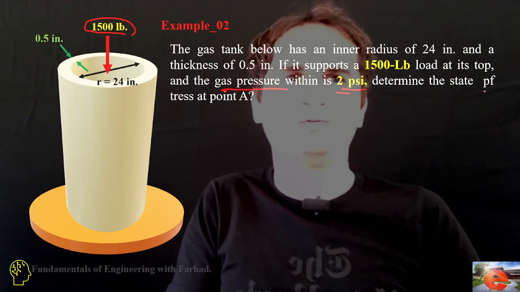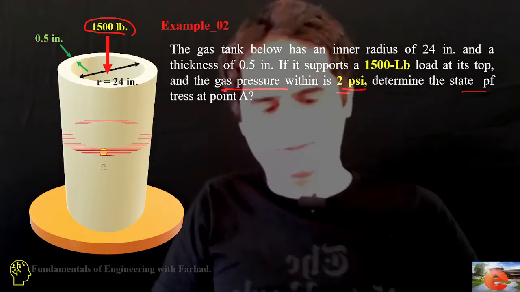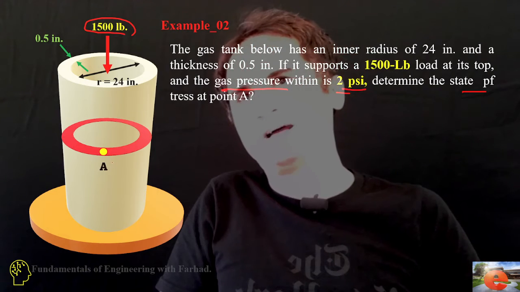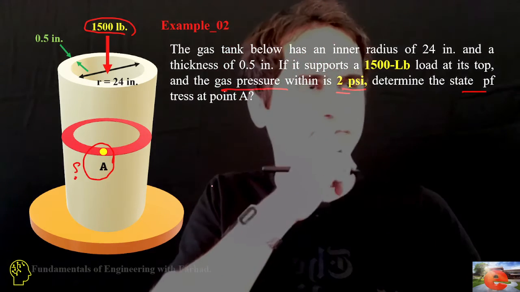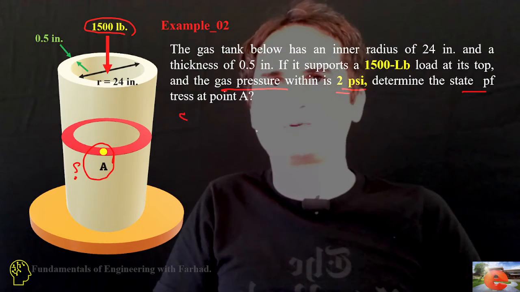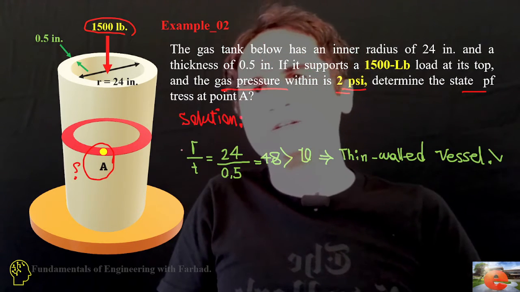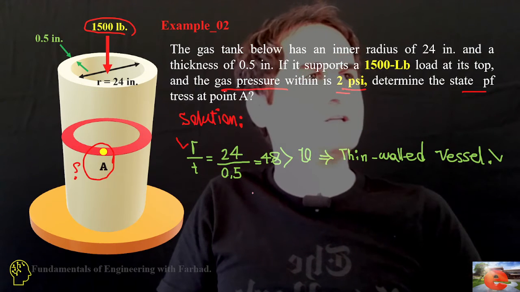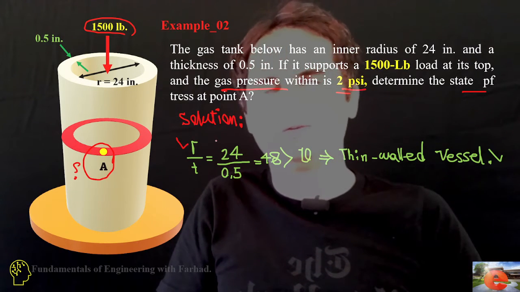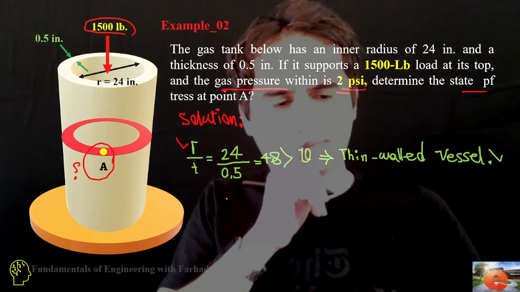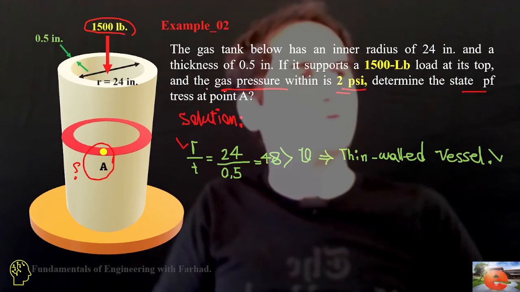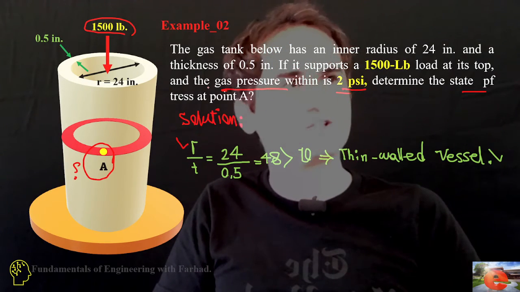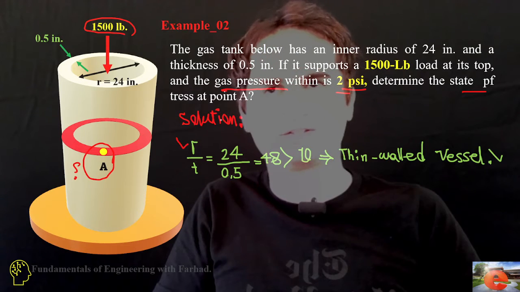We want to know what is the state of stress at point A. What are our stresses at point A? Let's approach this problem. First we need to check if this section is thin walled or not, to see how we can apply the hoop, circumferential, and longitudinal stresses.